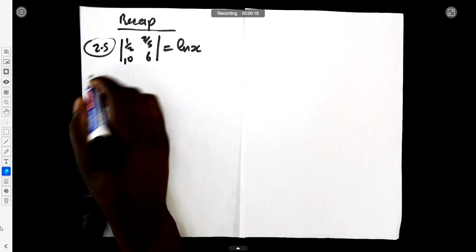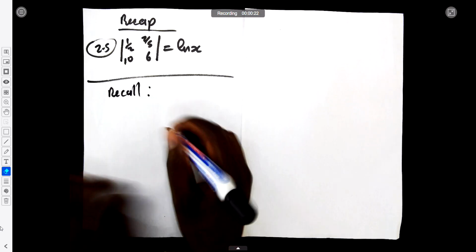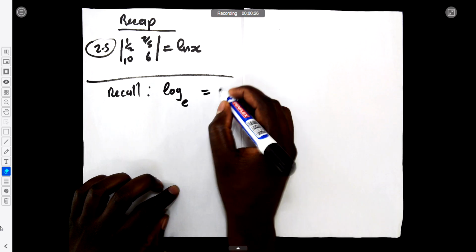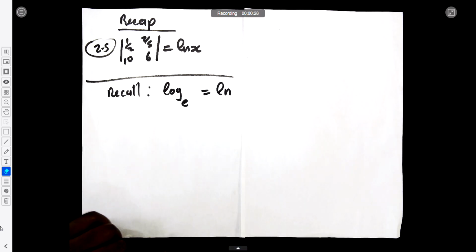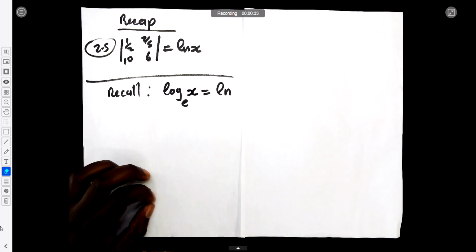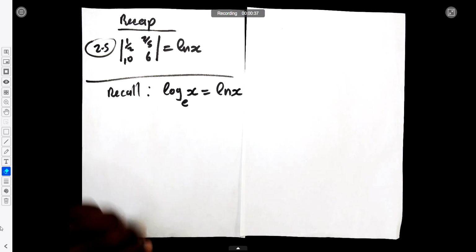So please always know that, let me write here, recall that log to the base e is the same as when you see ln, isn't it? I hope you still recall that. So for an example, if I put x here, log of x to the base e is the same as the natural logarithm of x, ln x. That's very important that you need to know.